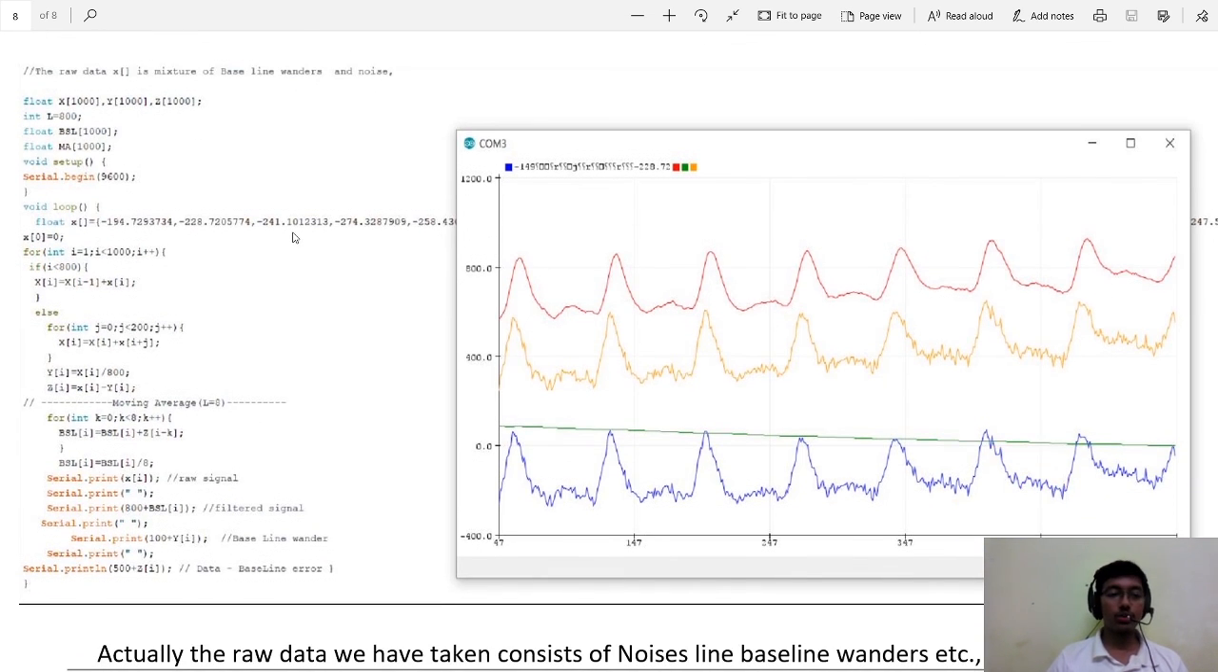And here is the code as I have explained previously. This is the moving average filter based on the above formula.